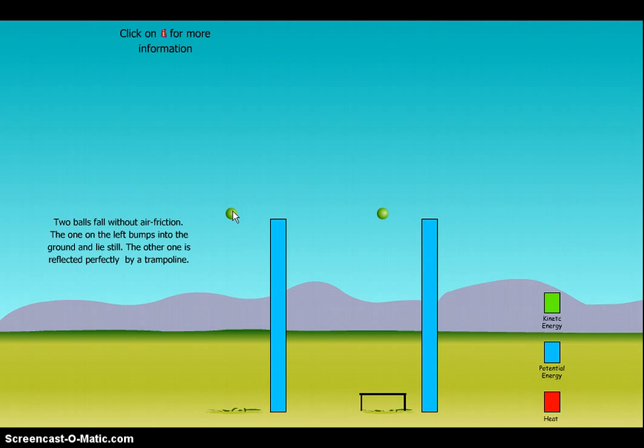You'll see that when the first ball lays on the ground and sticks there, it's basically going to all turn into heat, because all of that energy that was in the ball, that was potential energy as it was falling, once it hits the ground and it's not allowed to move anymore, that energy is going to be heat. And it's basically because the friction with the ground is going to prevent the ball from bouncing up.